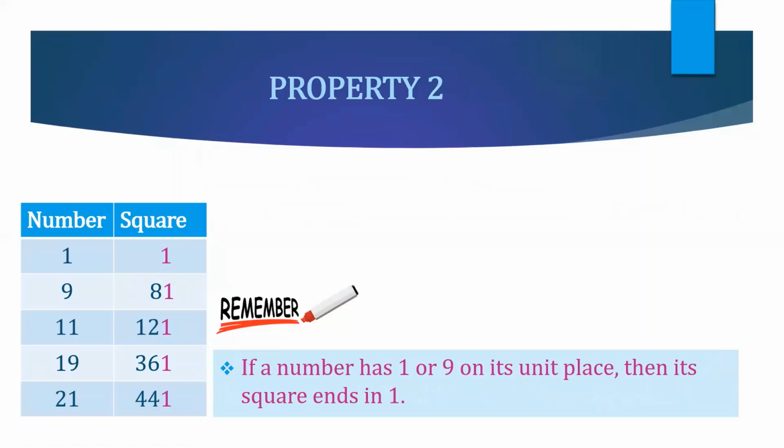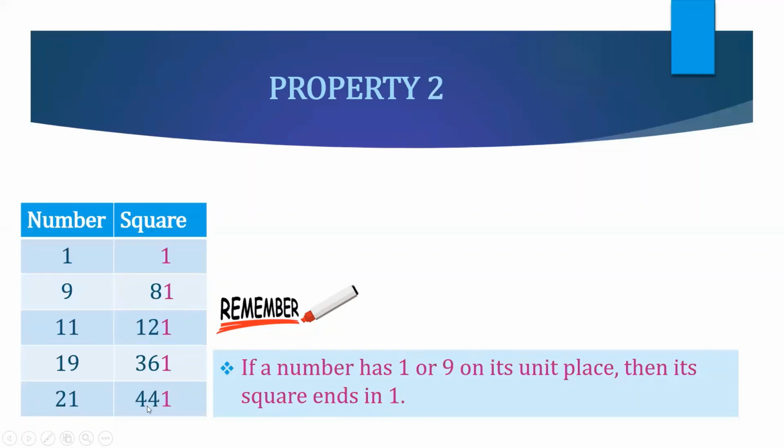Second property, suppose if a number has 1 or 9 on its unit place, then its square ends in 1. Ends in 1 means it always will have 1 on its unit place. Here observe the numbers. 1 square is 1. Square of 9 is 81, which has again 1 on its unit place. Square of 11 is 121, which again has 1 on its unit place. 19 square is 361, again with 1 on its unit place.